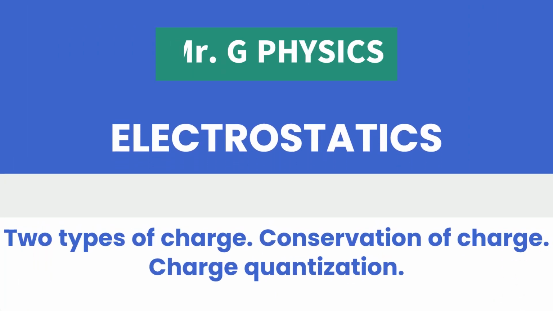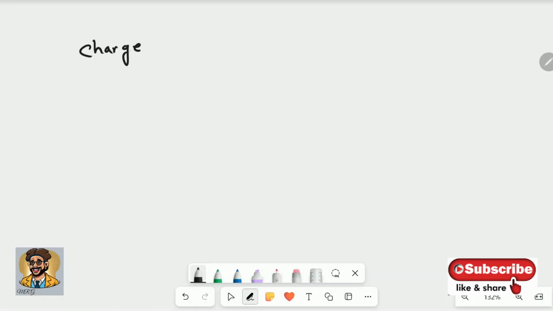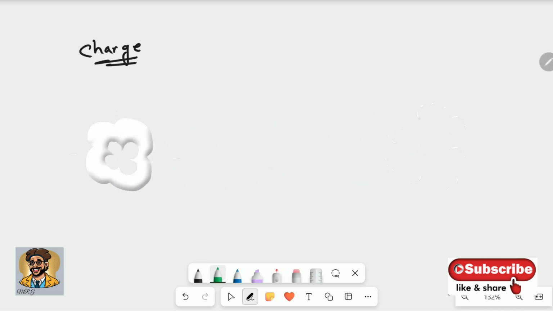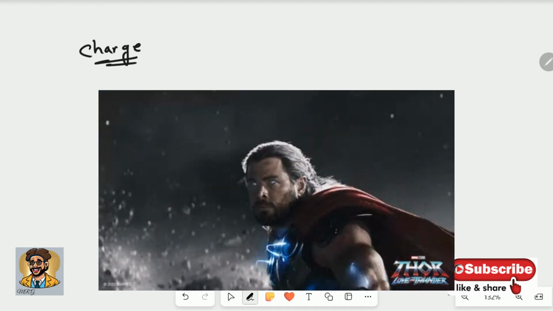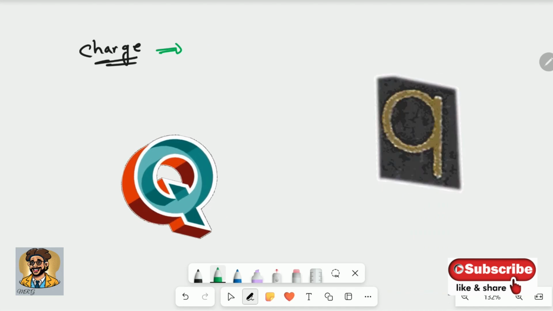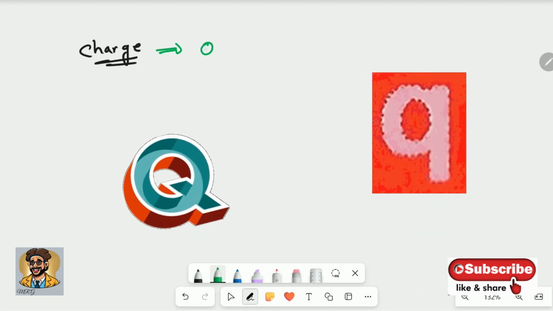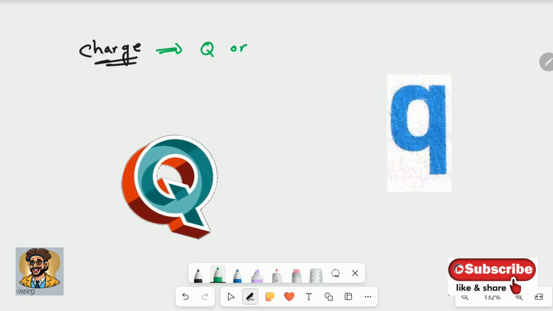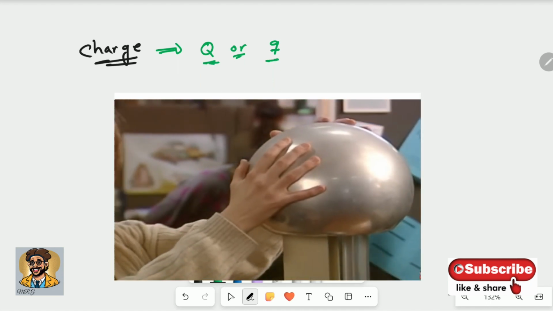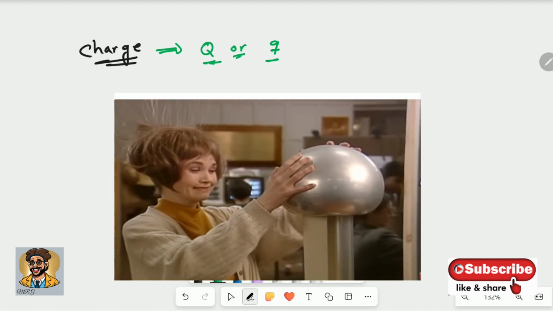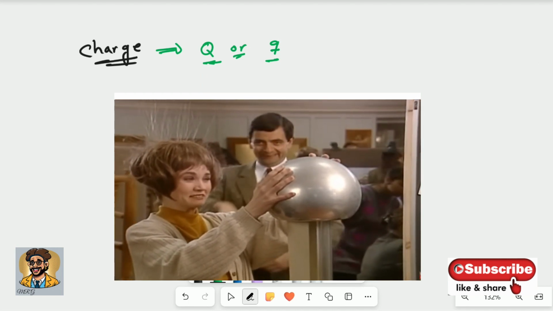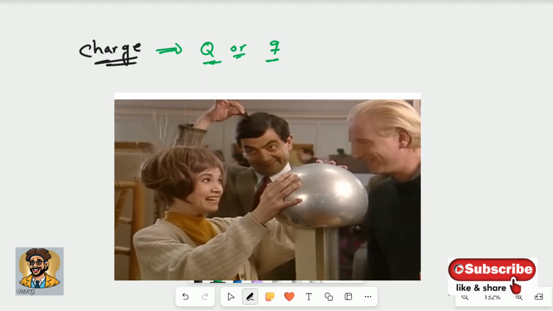Okay, so let's speak about charge. First important thing is what is the symbol we are going to use for charge. For charge in physics, we are going to use the letter Q. That Q can either be a capital Q or it could also be a small q. Either capital or small letter does not really make a change in this topic. You can use either one. That is the symbol for charge.